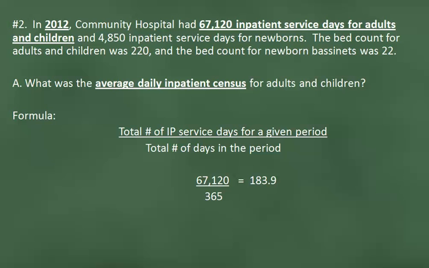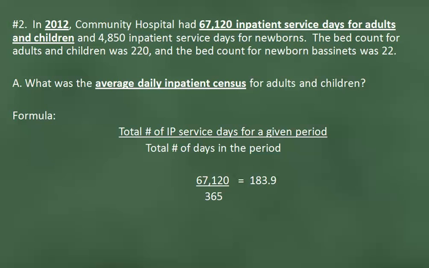So what are we being asked for here? Again, we're being asked for average daily inpatient census. Is there a formula for that? Yes, there is. We know that average daily inpatient census can be found by dividing the total number of inpatient service days for a given period by the total number of days in the period.